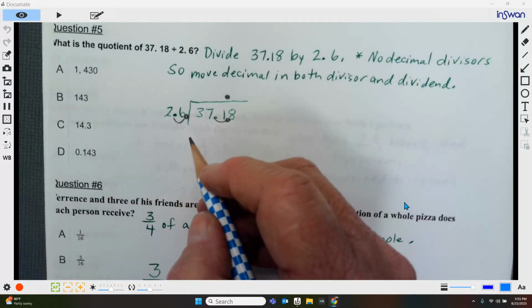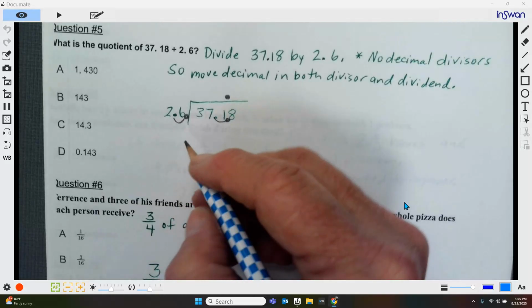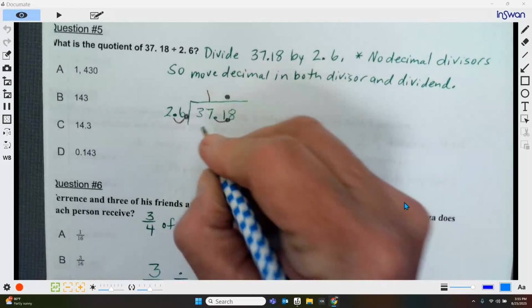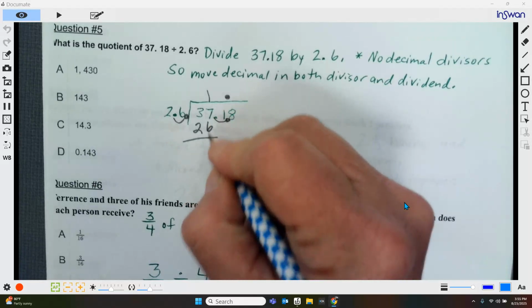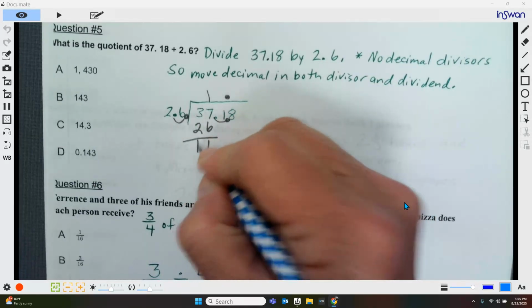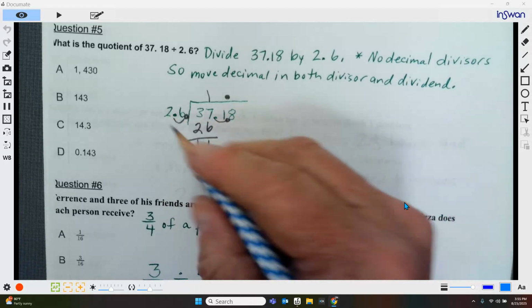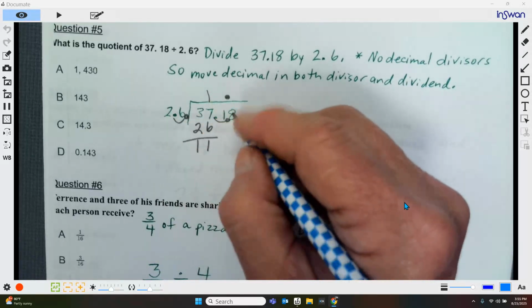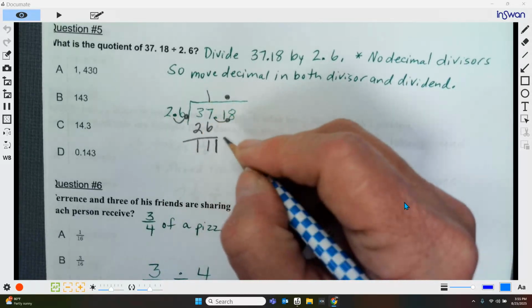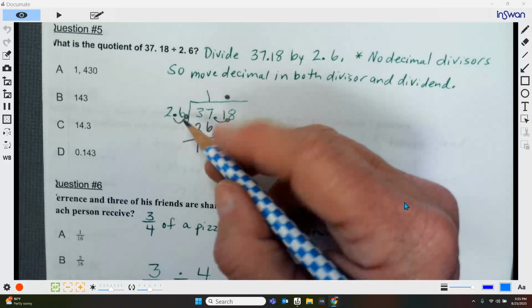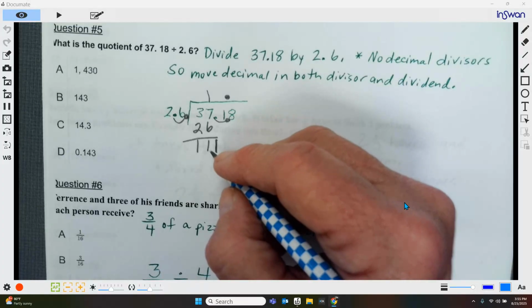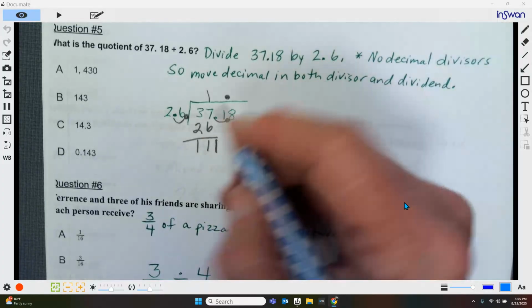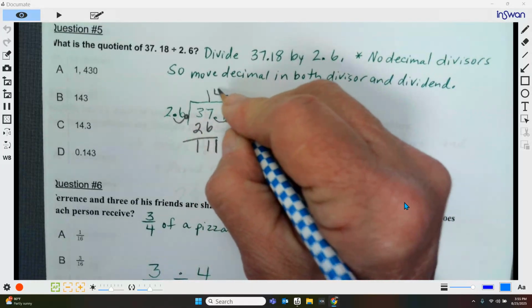So if I look at this, I know that 26 goes into 37 one whole time. 1 times 26 is 26. 7 minus 6 is 1. 3 minus 2 is 1. 11 is smaller than that, so we're good there. Now I'm going to bring down another 1. 26 will go into 111 4 times. I know that 4 times 25 is 100, so that's 1 more, so we're going to go with 4.